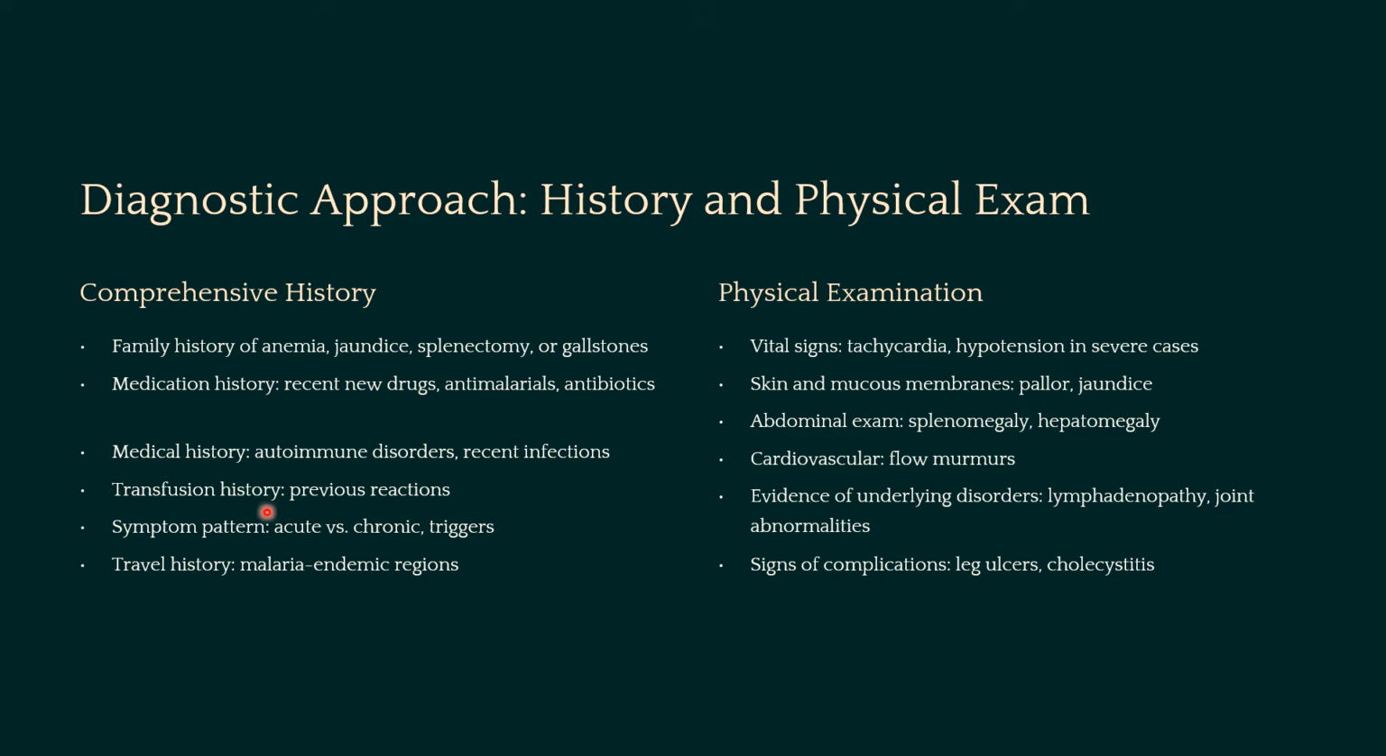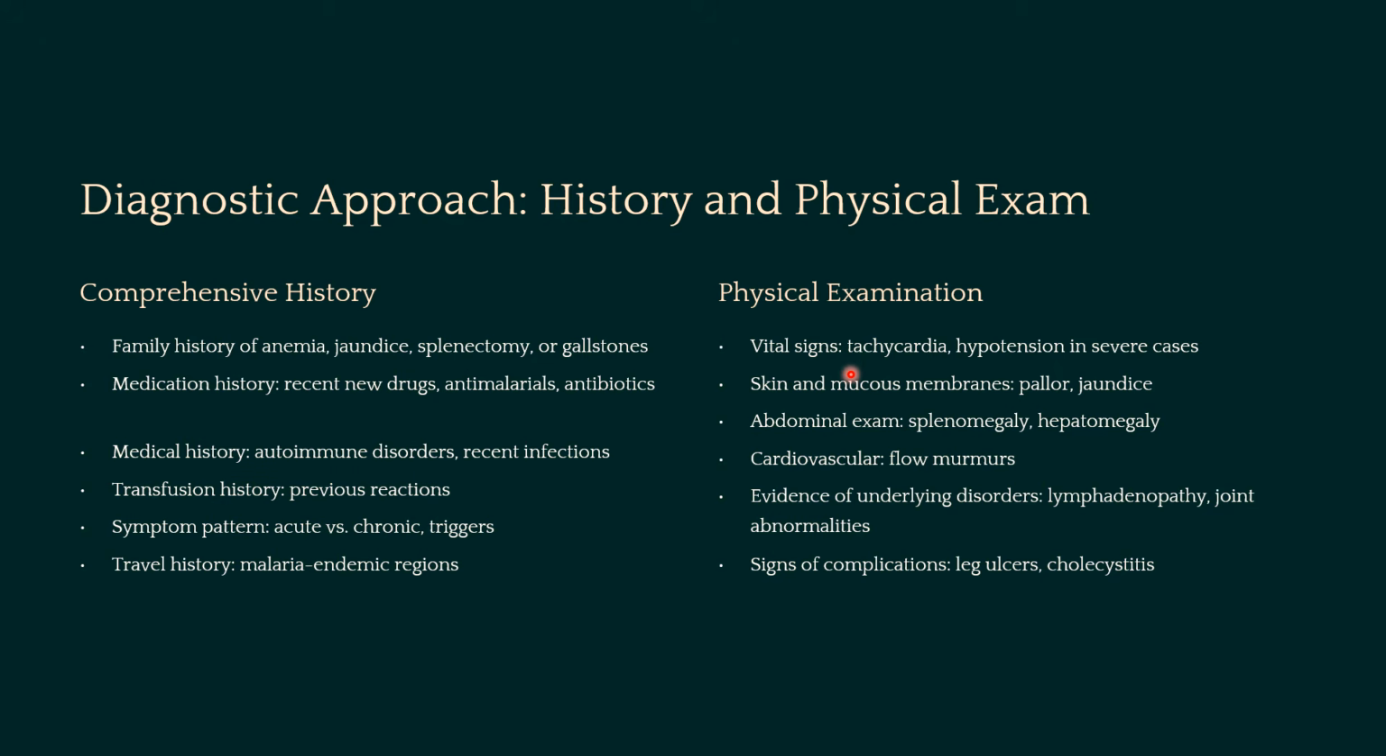Medical history, then transfusion history, if any previous reaction occurred, then symptom pattern, acute or chronic, or something that triggers this hemolytic anemia, that means hemolysis. Then travel history: if the person travels into malaria endemic zones and is bitten by a mosquito which causes malaria, then there is every possibility of hemolytic anemia. So a comprehensive history should be taken to diagnose properly if there is any possibility of hemolytic anemia for a particular person. Now, what physical examinations can be done?